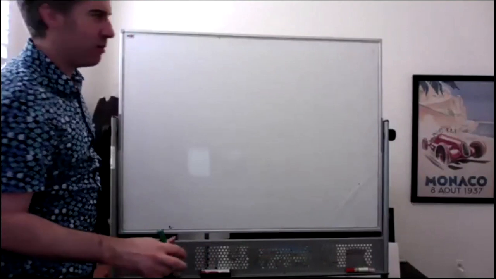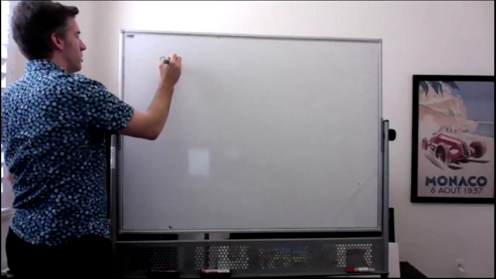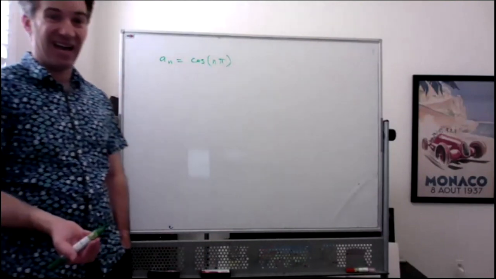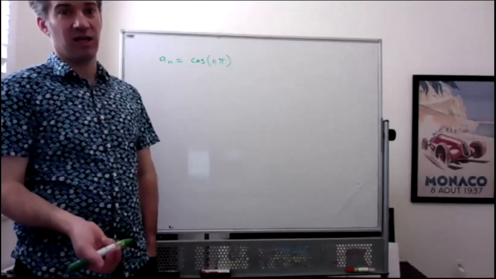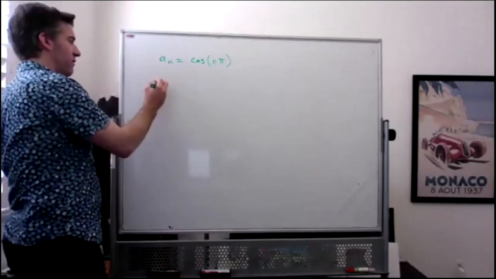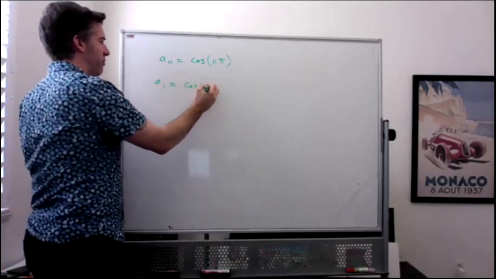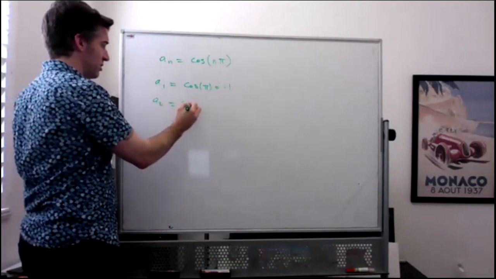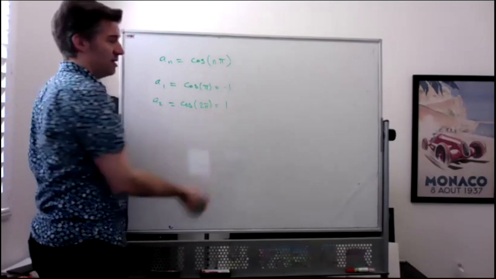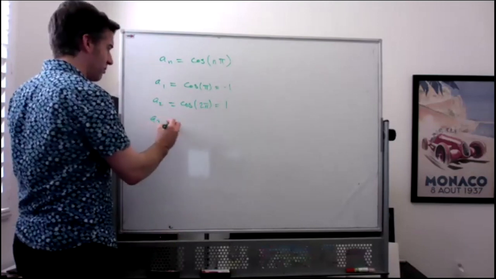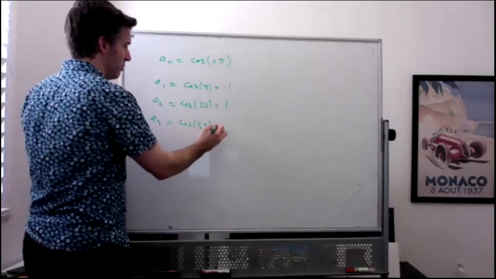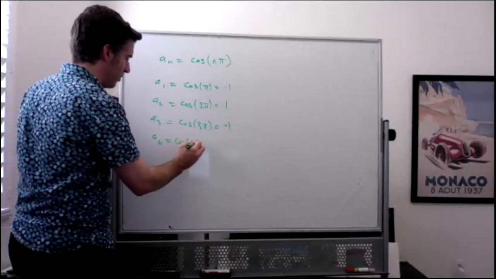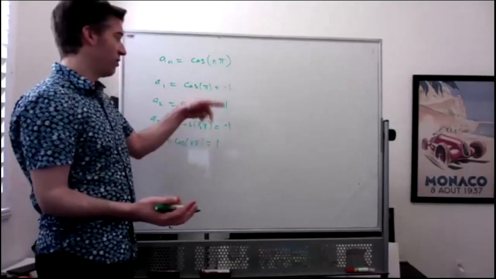Something to be aware of, because it does come up on occasion. Something like cosine of n pi. So here's the thing about cosine of n pi. The first term is cosine of pi, which is -1. The second term is cosine of 2 pi, which is +1. The third term is cosine of 3 pi, which is -1. The fourth term is cosine of 4 pi. Right? We're just going back and forth between 1 or -1, 1, -1, 1.